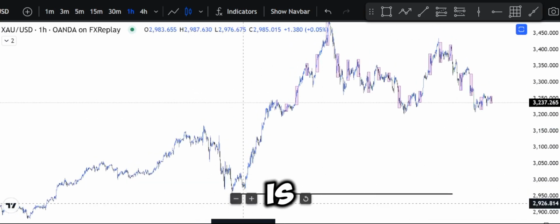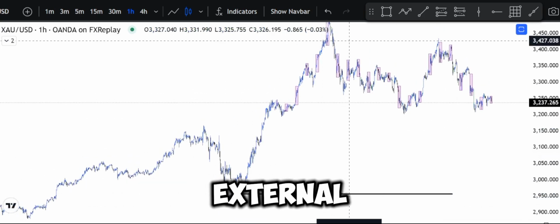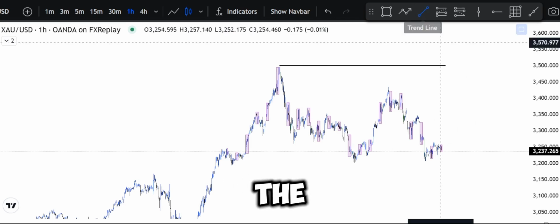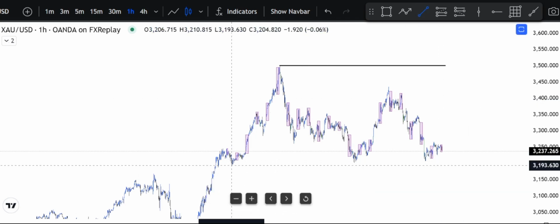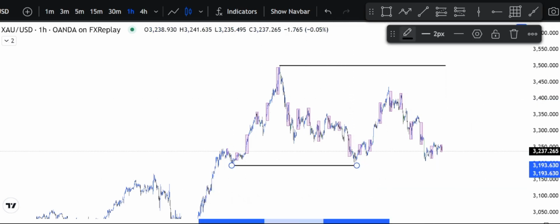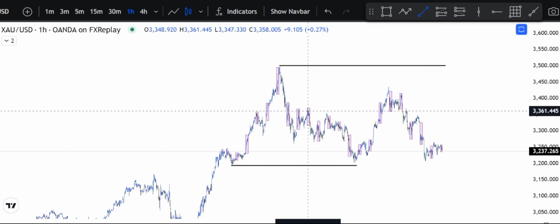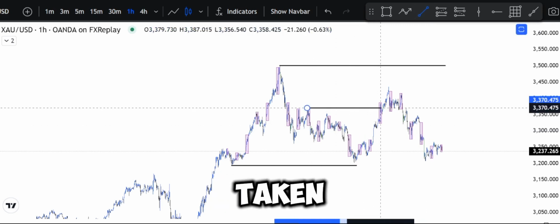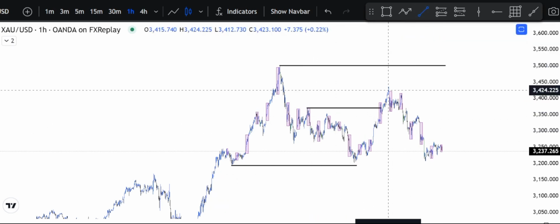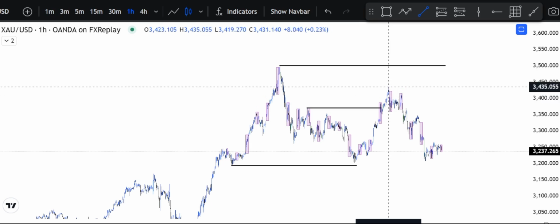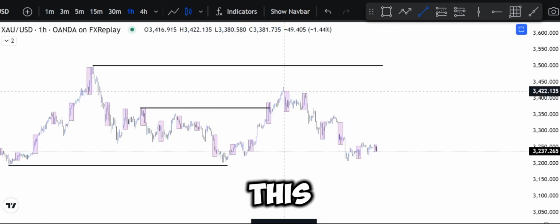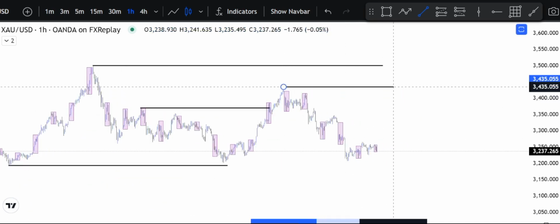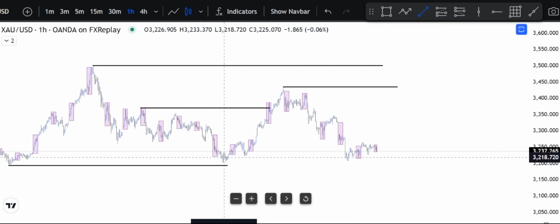This is one leg. This is external liquidity. Let's mark out the internal liquidity. Here is one. Another one here which was taken out. This high is also a liquidity. This low.